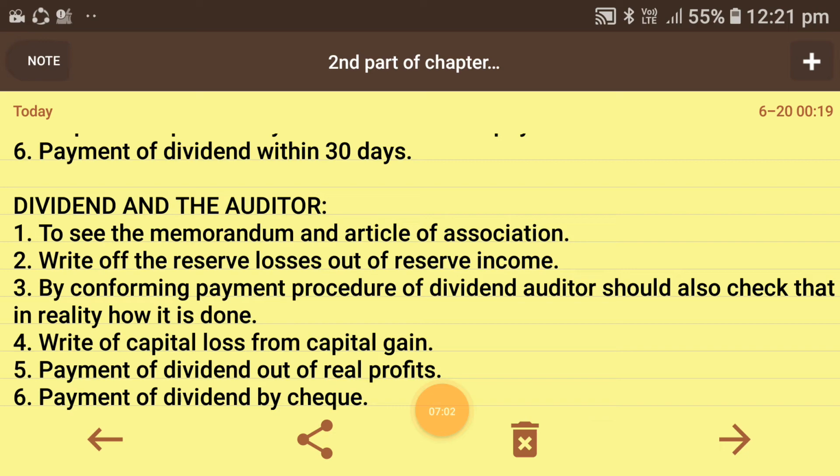Next is confirming the payment procedures or method of dividend; the auditor should check how it is done in reality. If not maintained in the articles of association, then go to Table A.